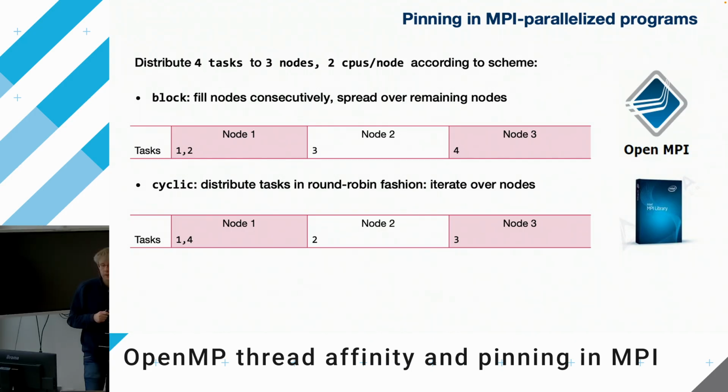And then you can define again the scheme of distribution to these certain levels of the architecture. So the schemes are block and cyclic, and this is basically the same idea as with OpenMP with close and spread. Block fills these places consecutively, and cyclic then iterates.